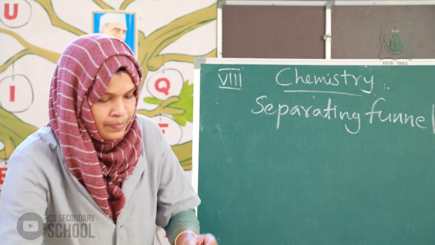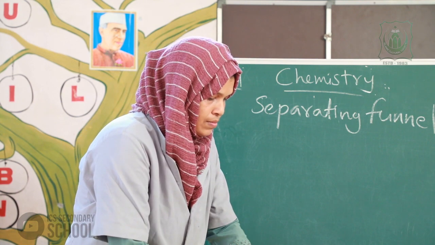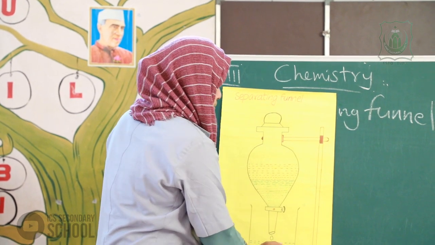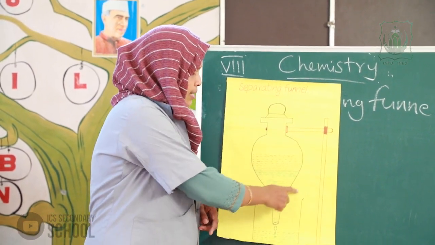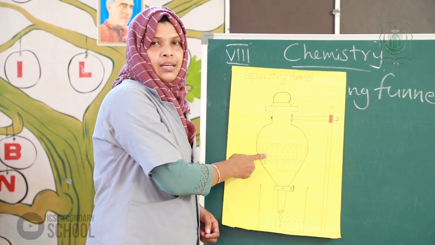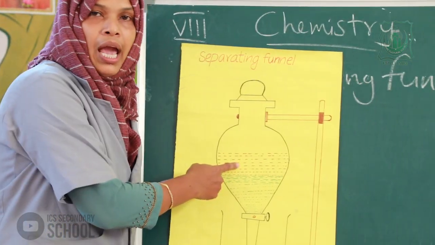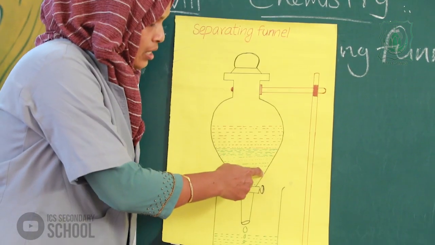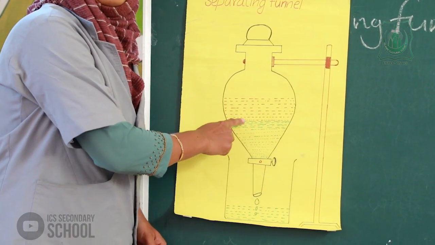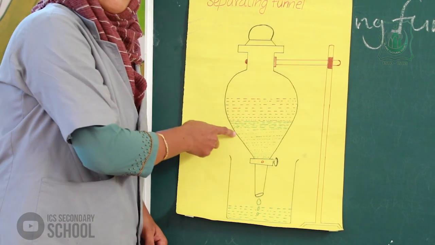Look here. This is a separating funnel. When we take water and kerosene in this funnel, water is seen at the bottom and kerosene above it, and we can separate first water and collect it in a beaker, then after we can collect kerosene in another jar. Okay, this is known as separating funnel.